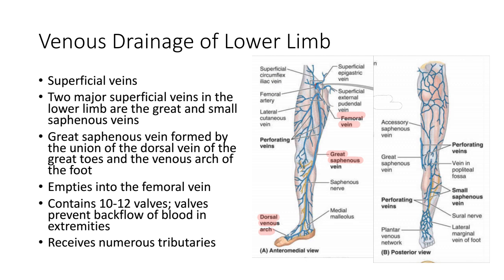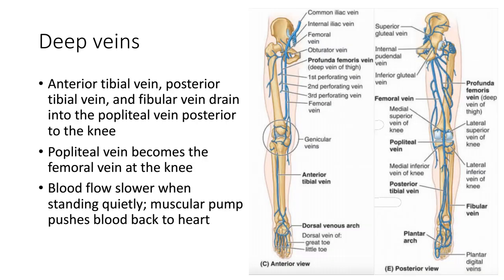The greater sciatic vein contains 10 to 12 valves, and these valves prevent backflow of blood in the extremities. The popliteal vein is a deep vein. The anterior tibial vein, posterior tibial vein, and fibular vein drain into the popliteal vein posterior to the knee, and then the popliteal vein becomes the femoral vein at the knee. Blood flow is slower when standing quietly, and the muscular pump will push that blood back to the heart, like I explained in a previous slide.